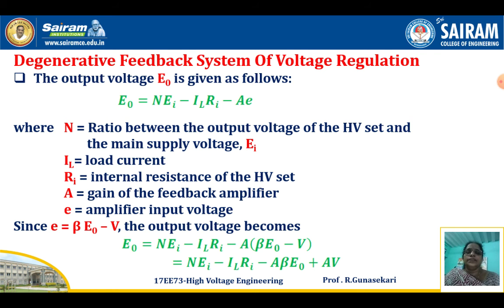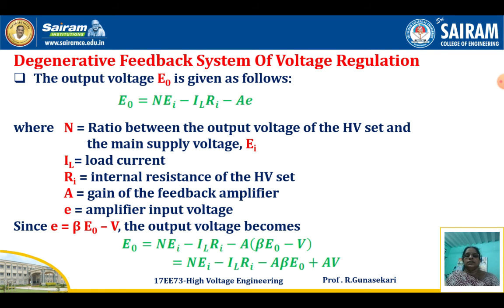The output voltage E0 is given by E0 equal to N into EI minus IL into Ri minus A e, as per the circuit diagram, where N is the ratio between the output voltage of the high voltage set and the main supply voltage EI, that is the input voltage. IL is the load current, Ri is the internal resistance of the high voltage set, capital A is the gain of the feedback amplifier, and small e is the amplifier input voltage.